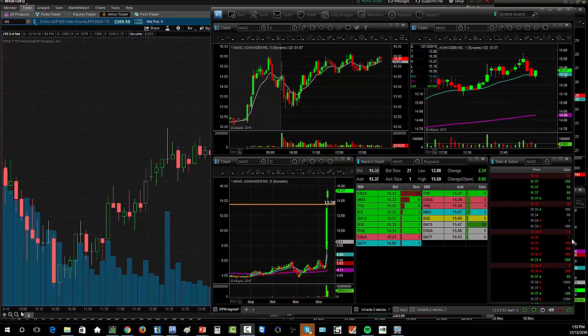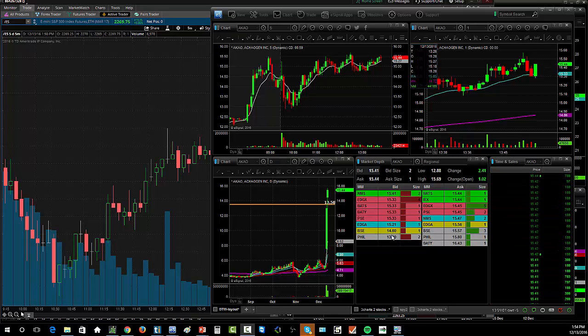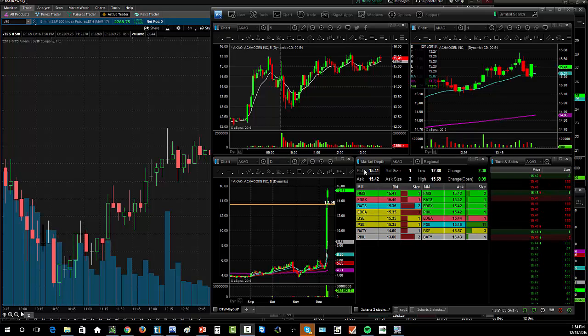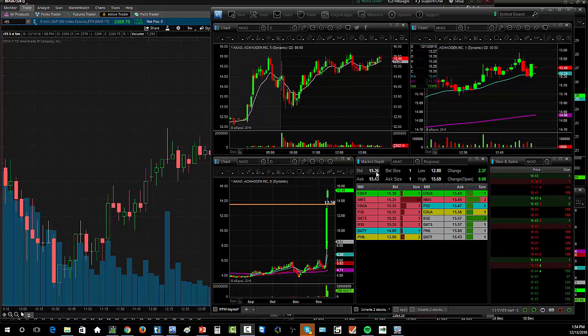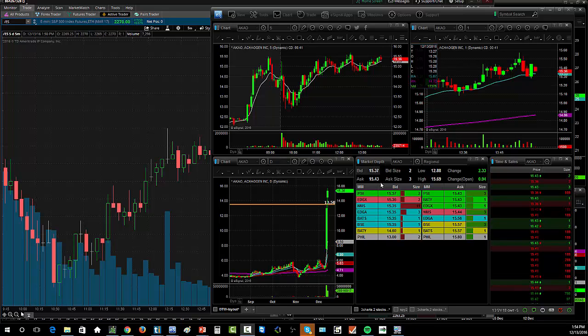Well, level 2 data, you can see this is level 2, or also known sometimes as market depth, right here. And what this shows us is literally the depth of the market. Whereas traditional level 1 data simply shows us the bid and the ask, in this case 1541 or 1536 by 1543, that alone only tells us the price. That's the only information that we get from level 1 data.